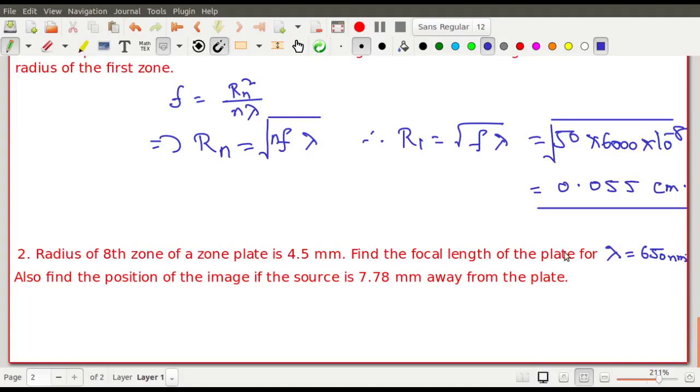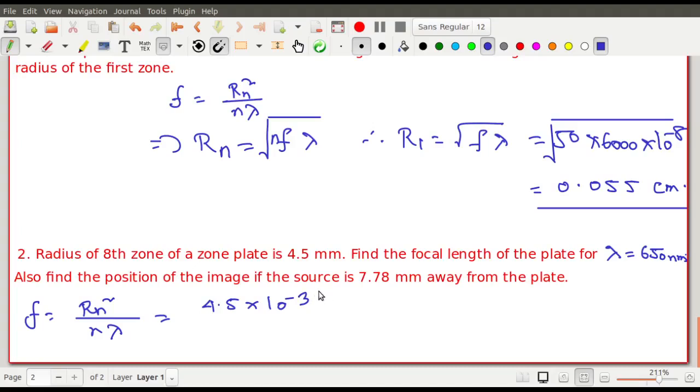Find the focal length of the plate for this lambda. The focal length you can calculate very easily. There is a direct formula, Rn square by n lambda. Here Rn is given, 4.5 millimeter. So I write 4.5 into 10 to the power minus 3 if I convert it into meter.